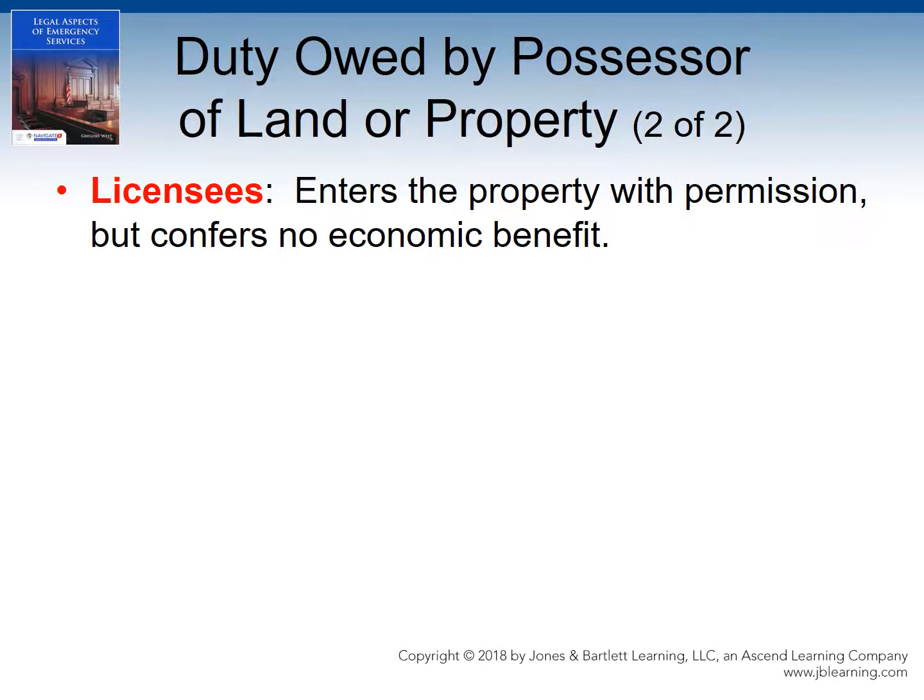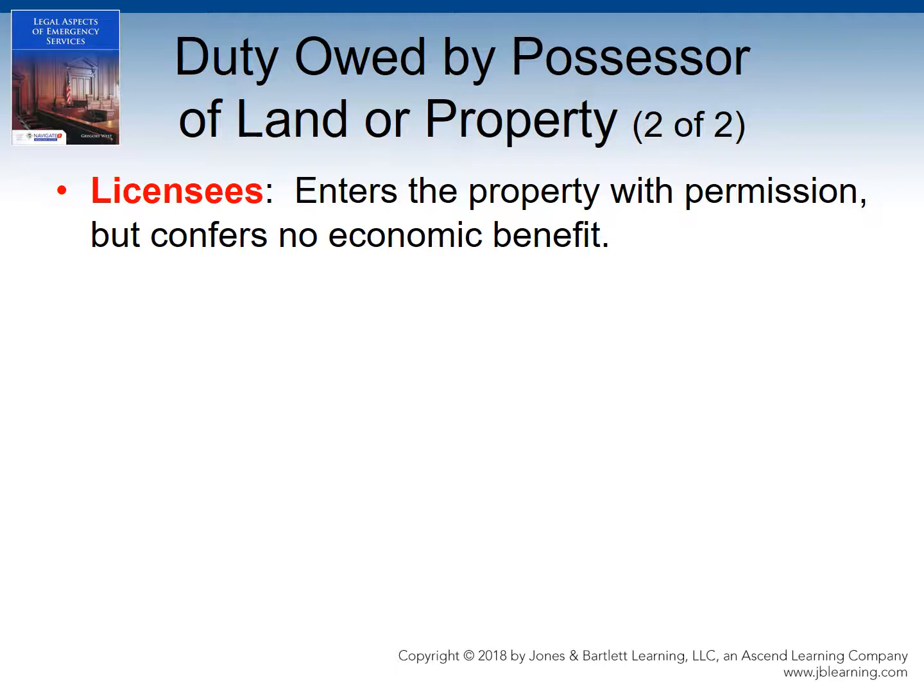Licensees are also on another's property with permission, but do not confer an economic benefit to the property owner. Licensees must commonly be warned by the property owner about known or concealed dangerous conditions on the property. In some jurisdictions, a licensee is actually treated like a trespasser, and the property owner owes that person no duty beyond avoiding willful or wanton harm.